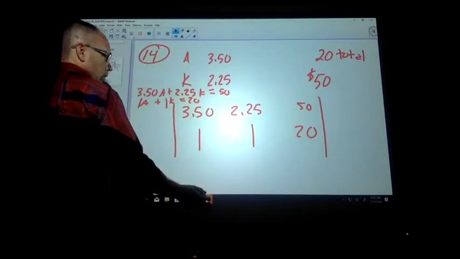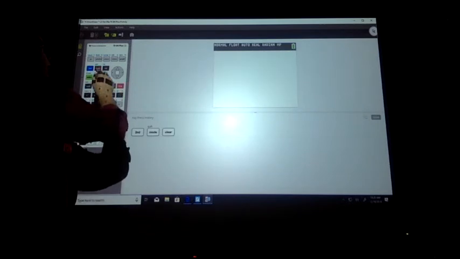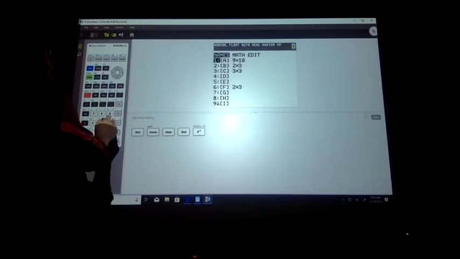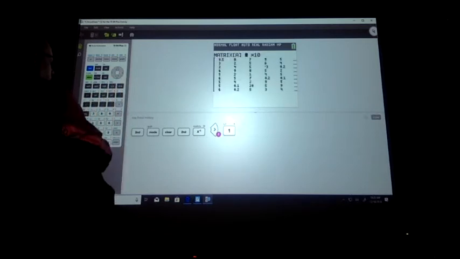All right, so quit. Way too much information up there. Second matrix, edit. One, do the 2x3.